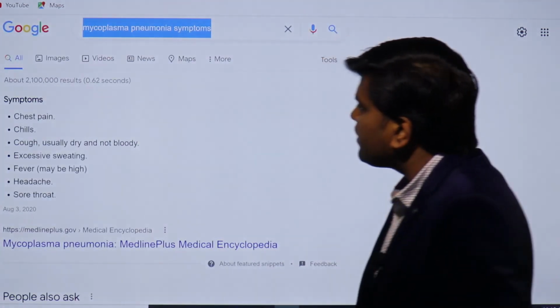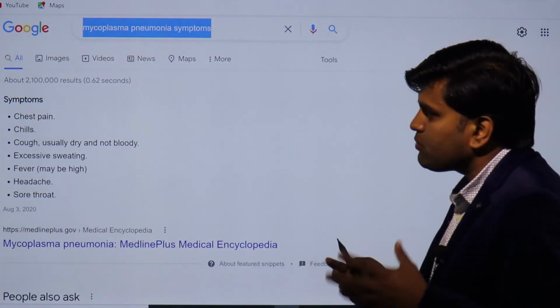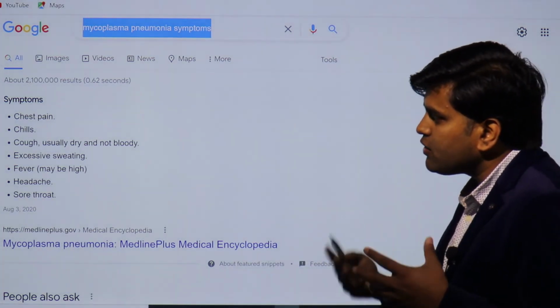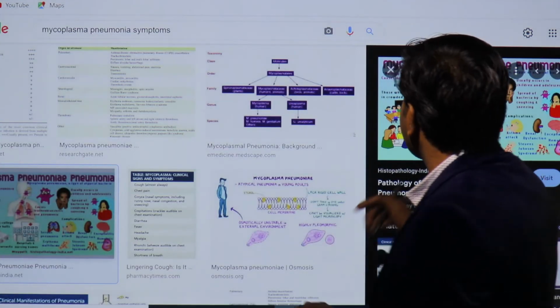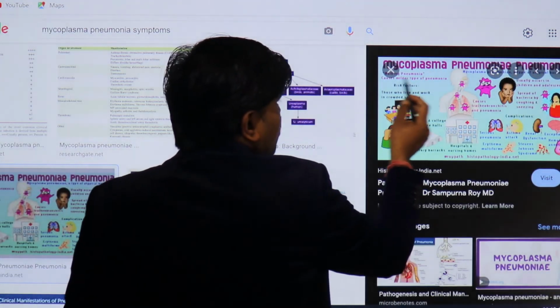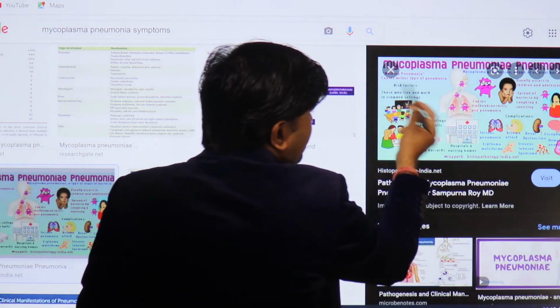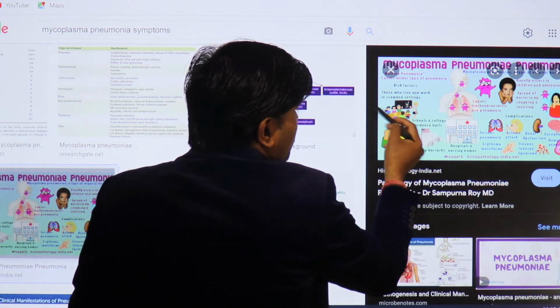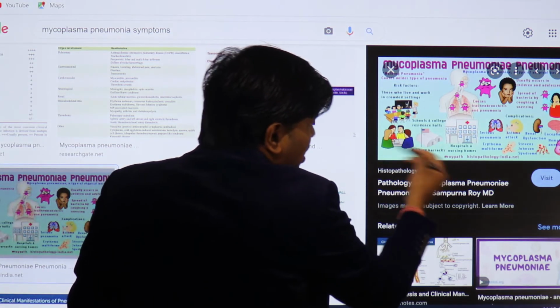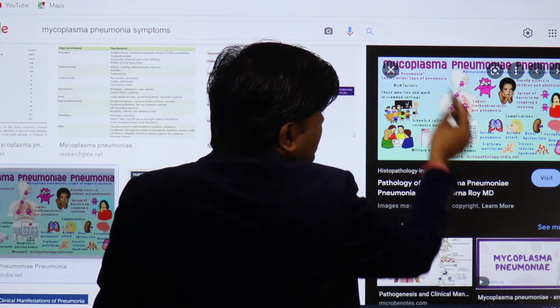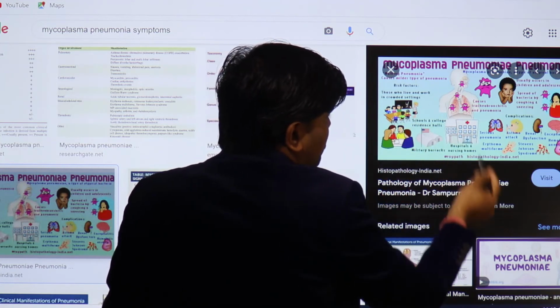So moving forward, a Mycoplasma pneumoniae patient will develop symptoms like chest pain, chills, cough, excessive sweating, fever, headache, or sore throat. Mycoplasma pneumoniae is called walking pneumonia, a milder type of pneumonia. Risk factors are living and working in crowded settings, like classrooms, schools and colleges, residence halls, military barracks, hospitals and nursing homes. These are the risk areas where outbreaks occur.